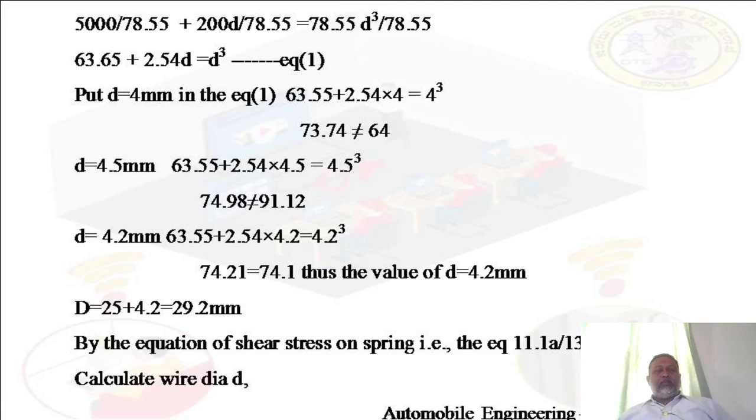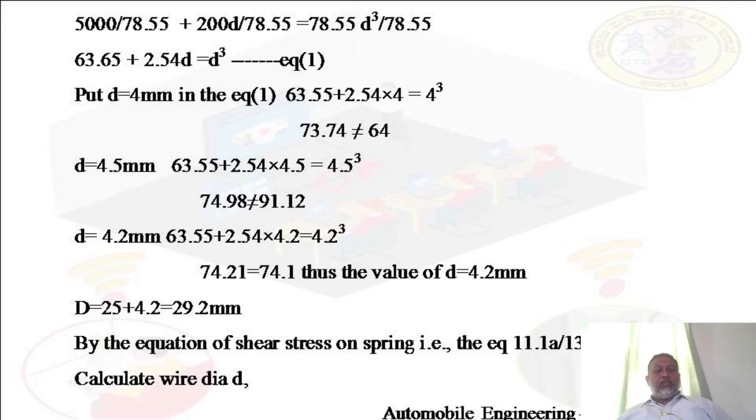Go on substituting the value of wire dia, that is small d, starting from 4, 5 like that. It is a trial and error method. Both sides the answer should be equal. Finally, at wire dia 4.2 mm, we get nearly equal values, 24.21 and 24.21 or so, thus we will adopt 4.2 mm. After getting wire dia, we obtain mean dia, which is nothing but 29.2 mm.